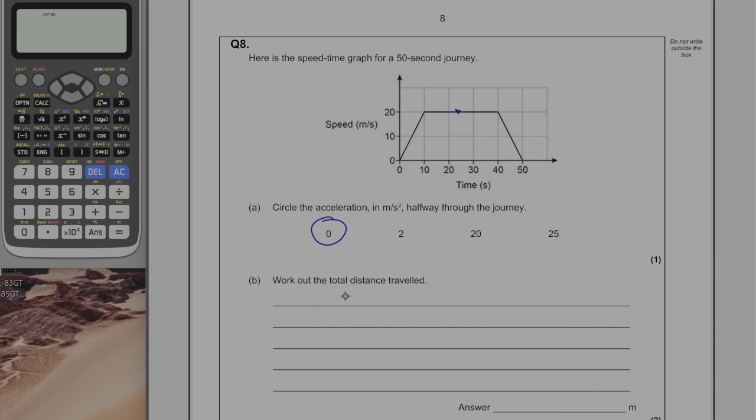Work out the total distance travelled. So the total distance on a speed time graph is going to be the area of the graph, which is the area of a trapezium. So the area is going to be equal to a half of the top length, which is 10, so 30, plus the bottom length, which is 50, times by the height, which is 20. So I'm going to do the half and the 20. So it's going to become 10 times by 80, which is going to give us 800. And that will be in meters.